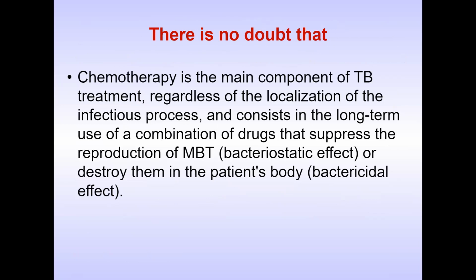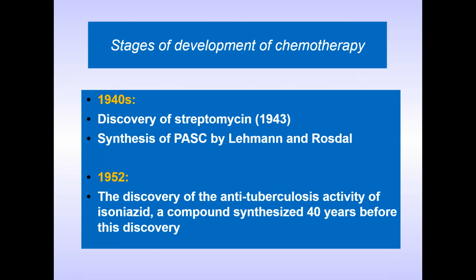Chemotherapy is the main component of TB treatment, regardless of the location of the infectious process, and consists in the long-term use of a combination of drugs that suppress the reproduction of MBT or destroy them in the patient's body. In this picture, you can see the stages of development of chemotherapy.